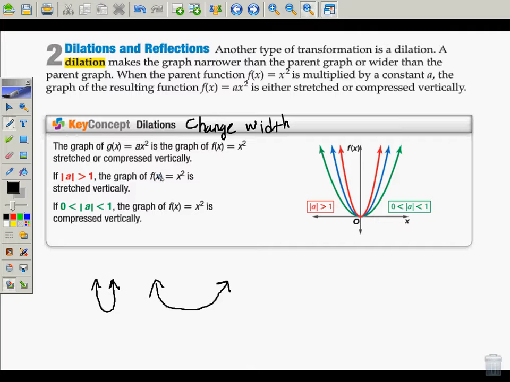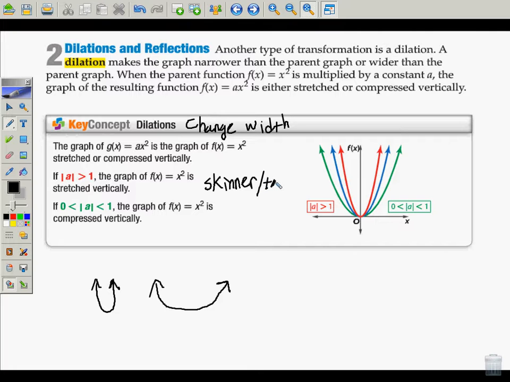So if you look, if a is bigger than 1, we're going to stretch vertically. If a is less than 1, we're going to compress vertically. Well, what does that mean? You can look over here. If a is bigger than 1, we're going to stretch it vertically. You can kind of think that's going to be where you get skinnier.